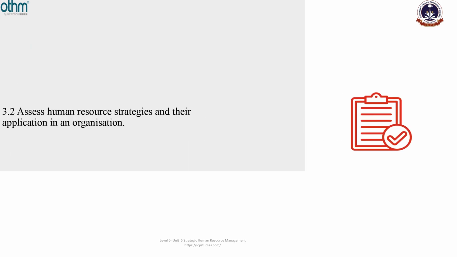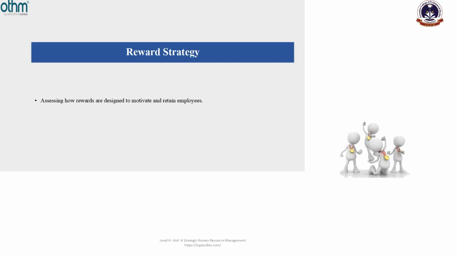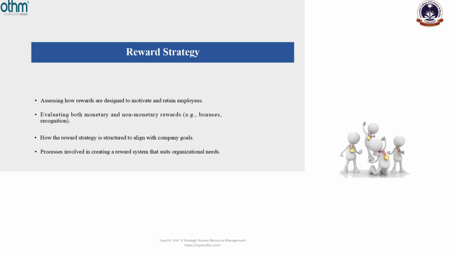Now we have the second assessment criteria, in which we assess human resource strategies and their application in the organization. So first we have to discuss the reward strategy. It assesses how rewards are designed to motivate and retain the employees. It evaluates both monetary and non-monetary rewards, and it explains how the reward strategy is structured to align with company goals. It is the process which is involved in creating a reward system that suits the organizational needs.